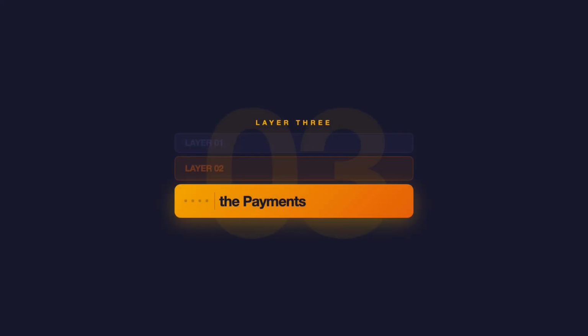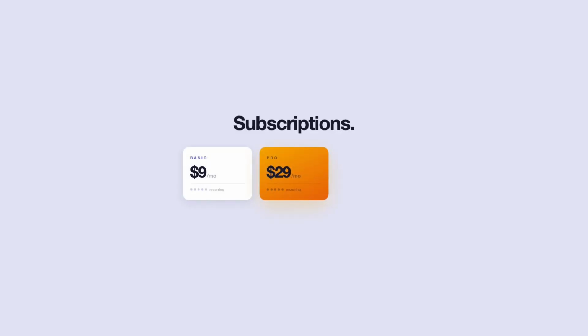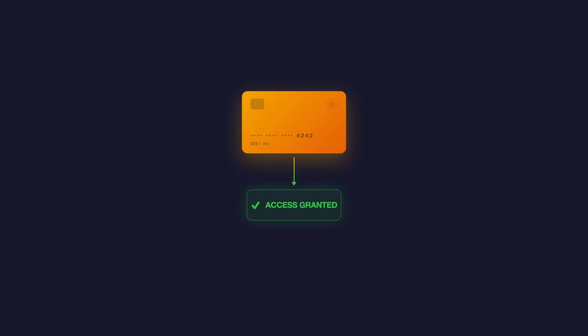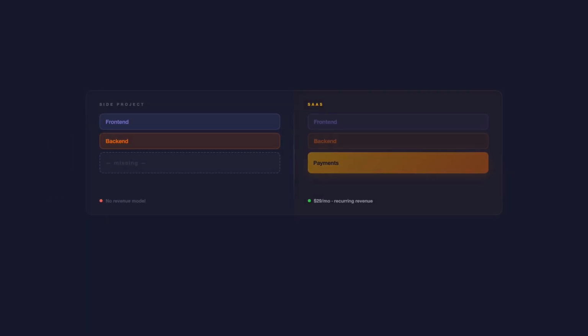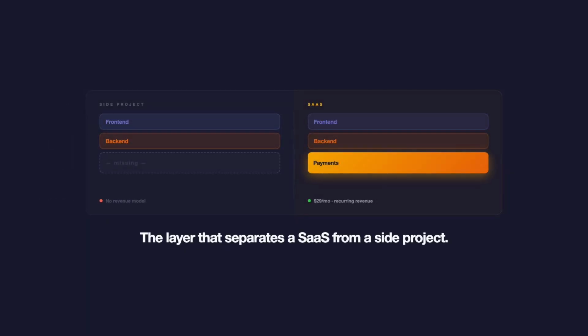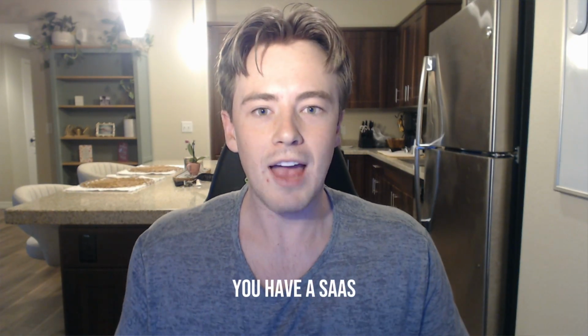Layer 3, payments. This is what turns an app into a business. Subscriptions, recurring revenue. You pay monthly, you get access, you stop paying, you lose access. This is the layer that separates a SaaS from a side project. The moment you add a payment layer to your app, you have a SaaS.